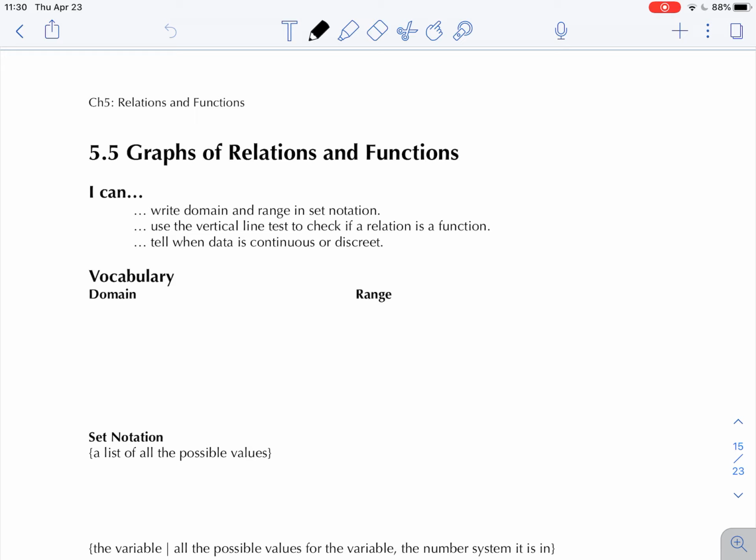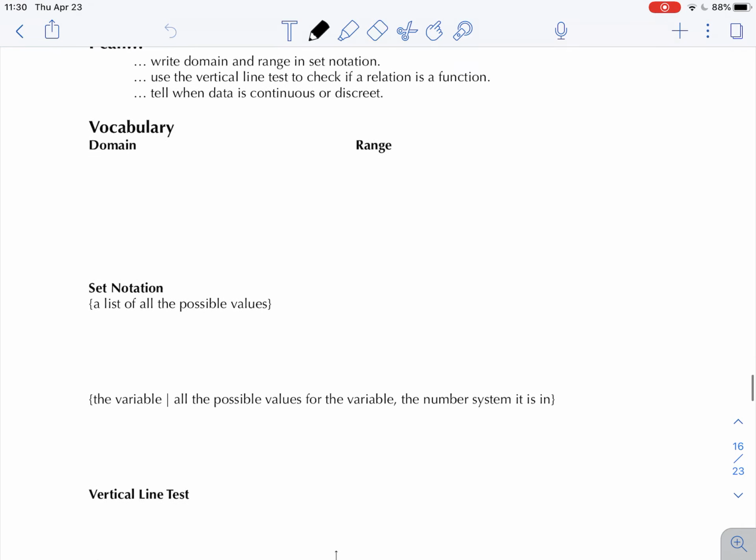Hello, this is Mr. Stein, and in this video, we are going to look at the graphs of relations and functions. After you're done this lesson, you should be able to write down the domain and range of a relation or function in set notation. You should be able to use the vertical line test to check if a relation is a function. You should be able to tell when data is continuous or discrete.